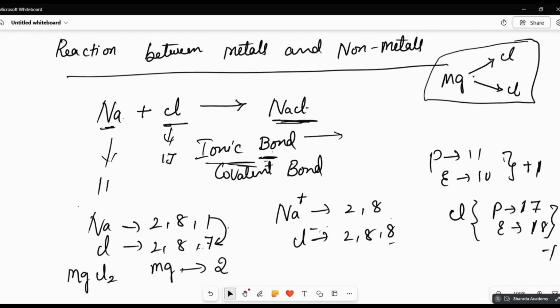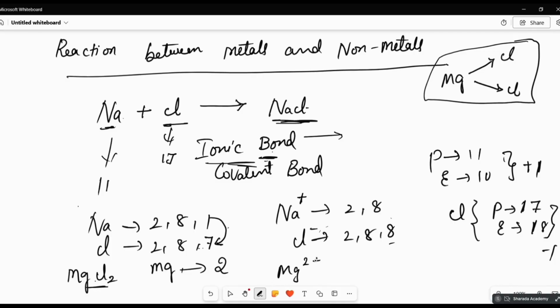So usually metals and non-metals form an ionic bond because metals have a tendency to give electrons and non-metals have a tendency to gain electrons. In magnesium chloride, magnesium has two electrons in the outermost orbit. If it gives two, it satisfies the octet rule, so it is ready to give two electrons. But one chlorine atom will take only one electron. What about the other? It gives to another chlorine atom. So it forms MgCl2.